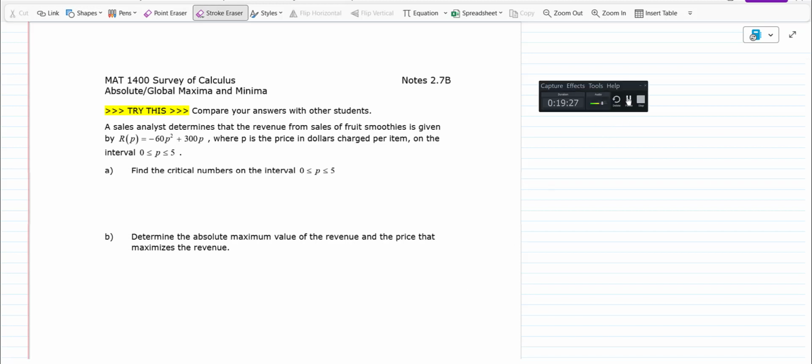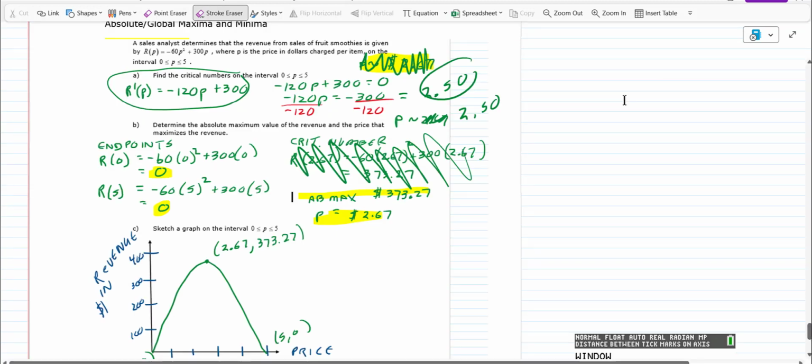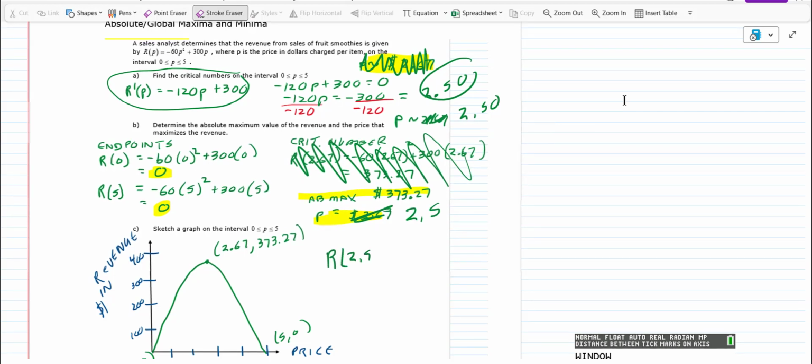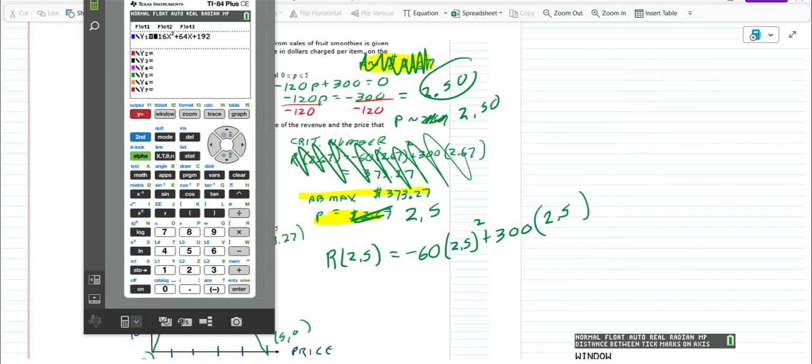Were you trying to do what I was doing? After you get the $2.50, then you plug the endpoints in. You should have got 0 on both of those. Is that what we got? Okay. And then when you take the critical number, which is 2.5, then you do just R of 2.5. So you're going to do negative 60 times 2.5 squared, and then plus 300 times 2.5, and then that should give you the maximum of that y value. So I guess I just put that in the calculator wrong.